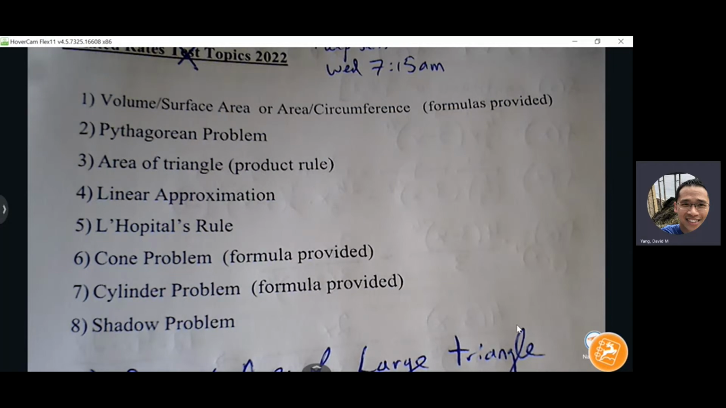Okay, don't forget your phones. Wait, do we do the surface area of a cube? No, I'll give all that to you. Guys, come up and get your phones.